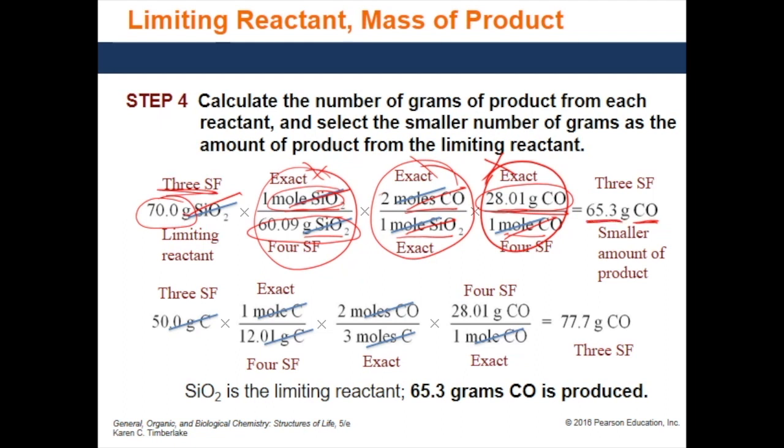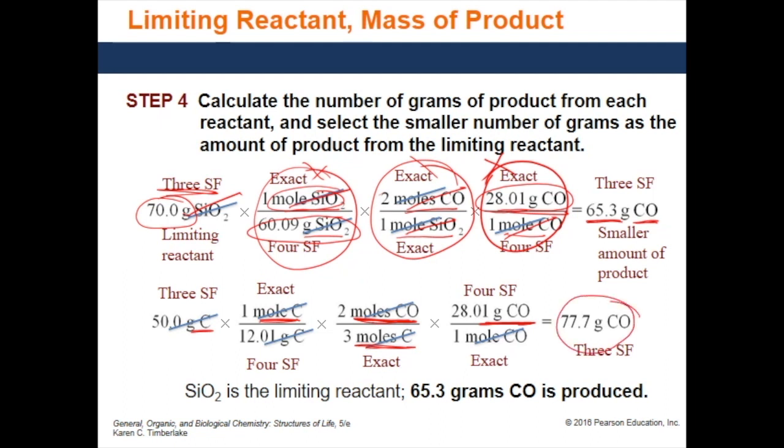We'll do the exact same thing with carbon. So grams of carbon, we convert to moles of carbon. From moles, we go to moles of carbon monoxide by cancelling moles of carbon. And then from moles of carbon monoxide, we go to grams of carbon monoxide. And that would give us our final answer in grams of carbon monoxide.